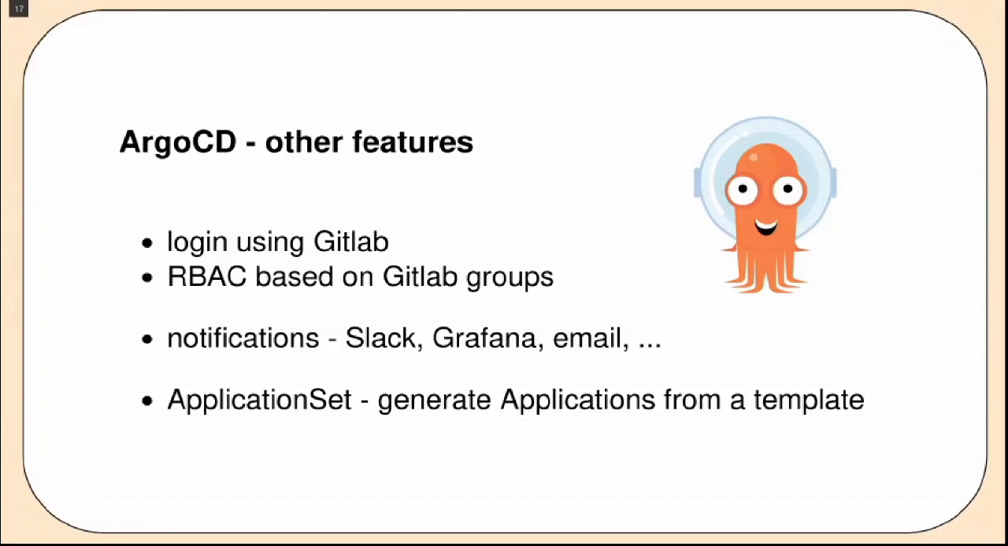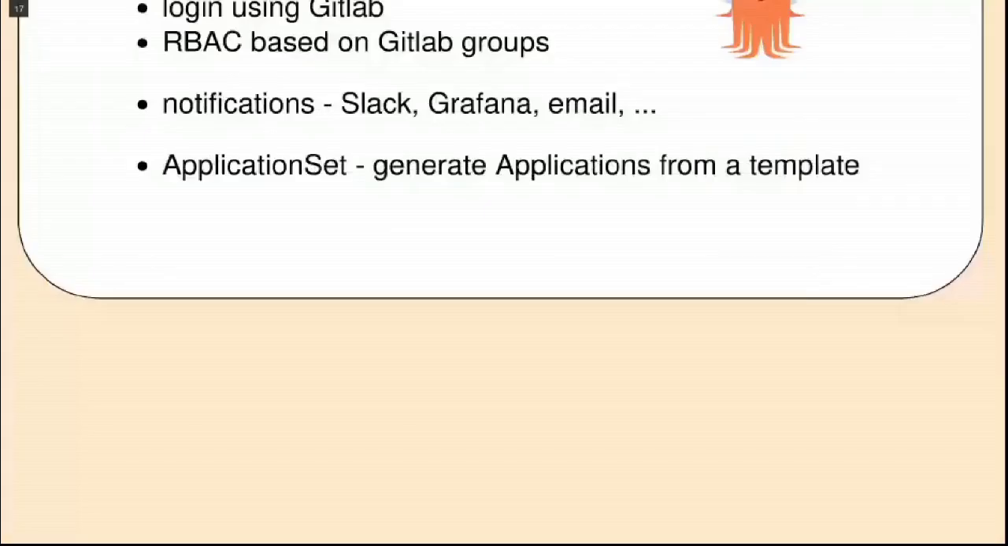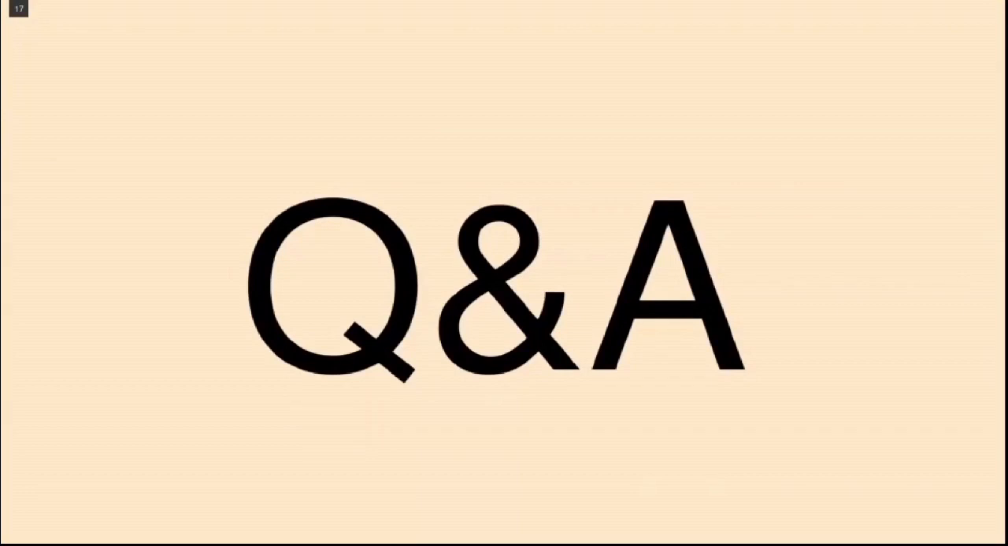It's called ApplicationSet, and it's just a template for applications. Maybe I won't show you how it looks, but we use it for a set of applications which have the same Helm chart and differ just in the values and the image. We heard it before, so maybe that's the place where I will stop and give some space to you, because if you have any questions, now is the time.